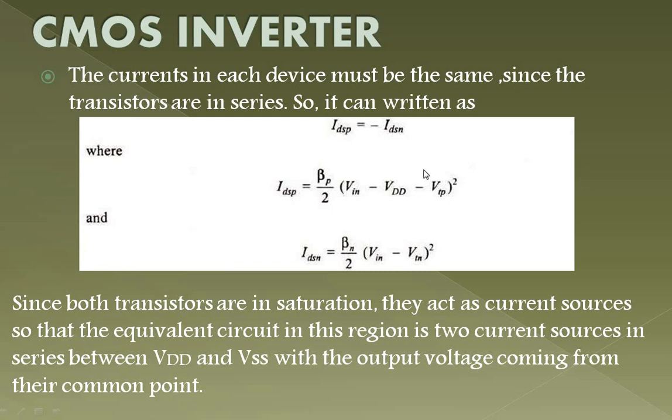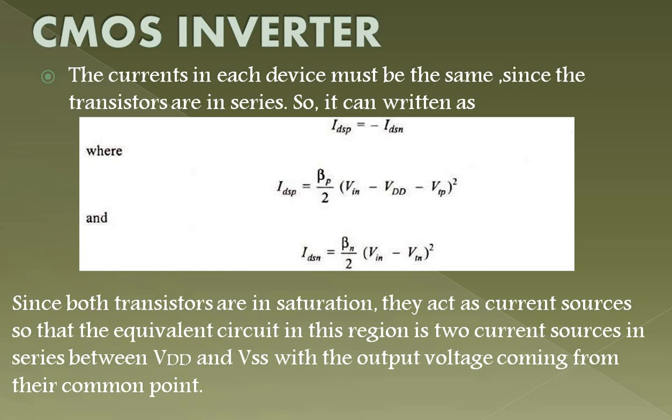This equation we have got is for the saturation region, where VDD is equal to 0 here in the N transistor. So these equations we have got from the last videos where we have derived them. Since both the transistors are in the saturation region, they act as current sources. So the equivalent circuit in this region is two current sources in series between VDD and VSS, with the output voltage coming from their common point.